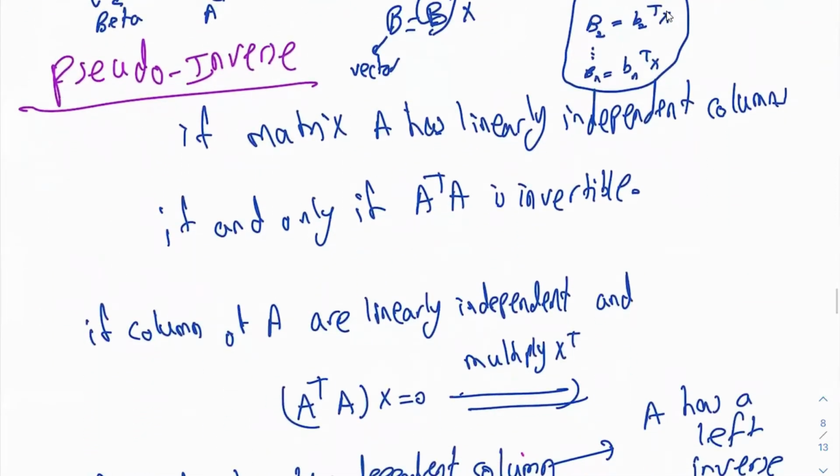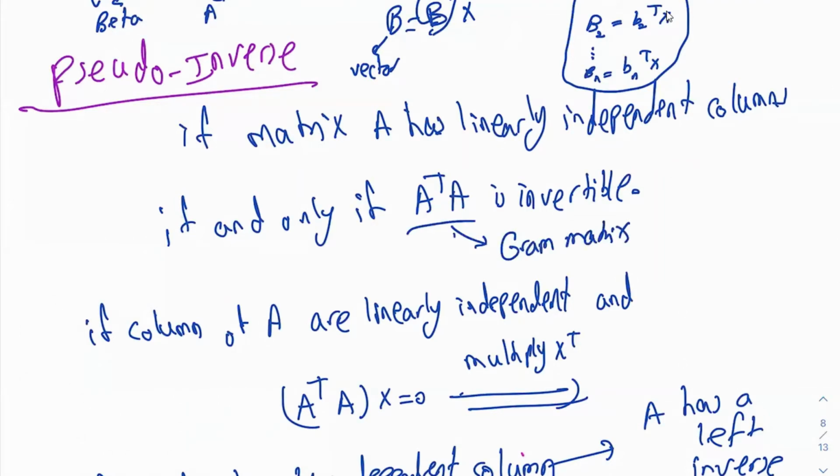So if matrix A is left invertible, this means that it has linearly independent columns, right? Then we claim that A transpose A is invertible. If matrix A has linearly independent columns or is left invertible, remember these two are equivalent, then A transpose A is invertible. Or if A transpose A is invertible, then matrix A has linearly independent columns or is left invertible. This is an if and only if statement, right? Let's see why this is correct. By the way, this A transpose A is usually known as a Gram matrix.